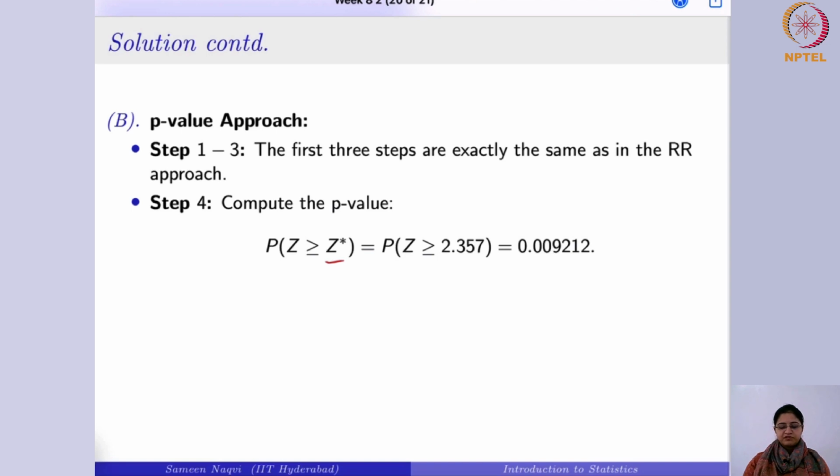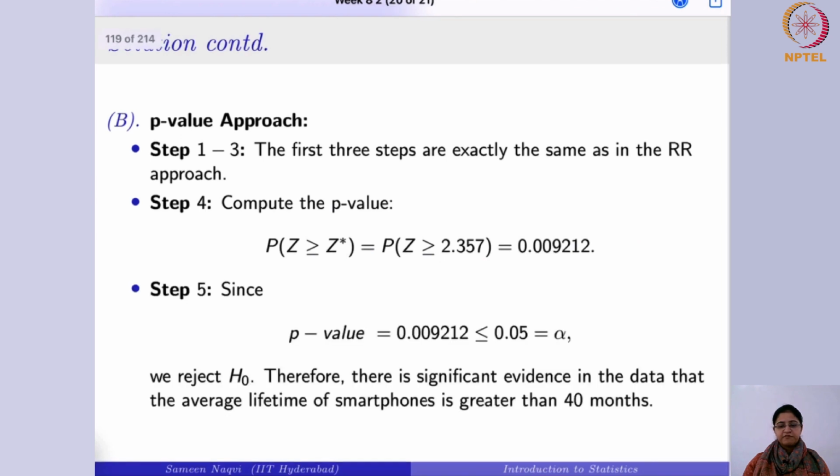This value was 2.357, and if you look at the standard normal table, you will find that the p-value comes out as 0.009212, right? Now you can easily compare this with the alpha value. Alpha is 0.05. Obviously, you are going to reject the null hypothesis and conclude that you have sufficient evidence from the data that the average lifetime of the smartphones is greater than 40 months. So in the last step, if somebody tells you that alpha is 0.01 or anything else, then you can easily compare it, unlike the rejection region approach.